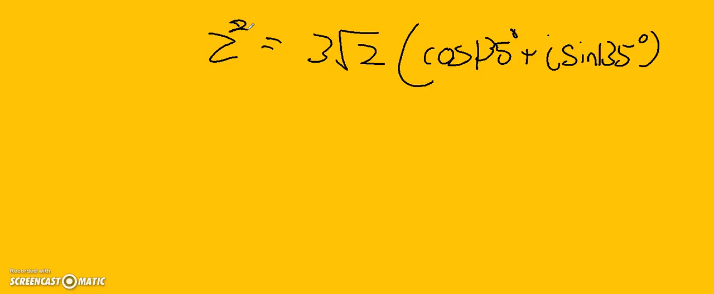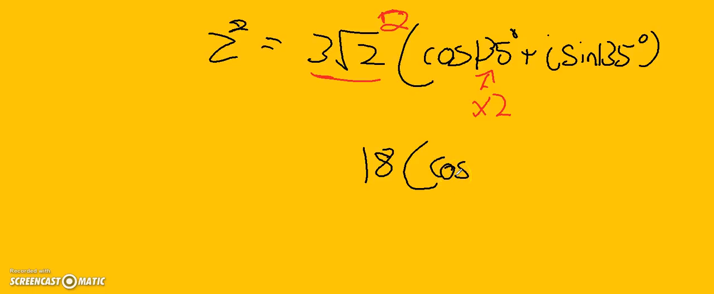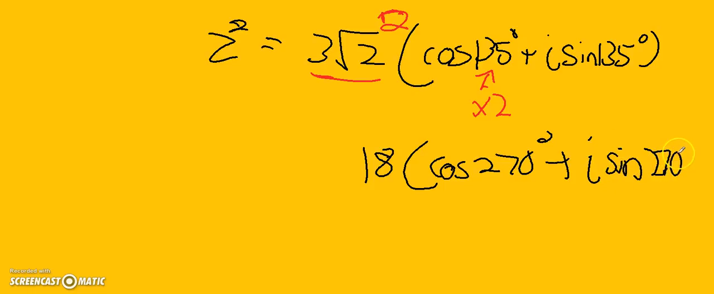What DeMoivre's theorem says is that the way we can take a complex number to a power is we take this r to that power, and we multiply the angle theta by whatever our exponent is. In this case we're multiplying by 2. So 3 root 2 squared is 9 times 2, which is equal to 18. And this equals the cosine of 135 times 2, which is 270, plus i sine of 270 degrees, and you're done.